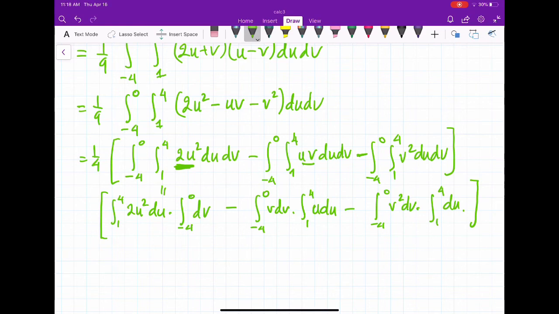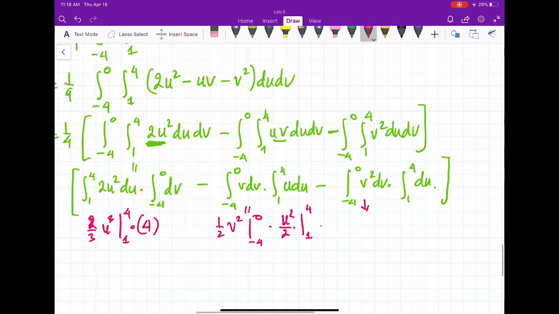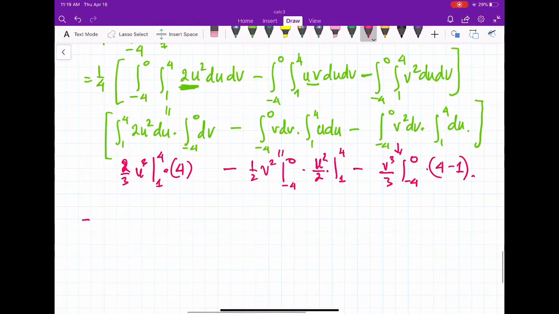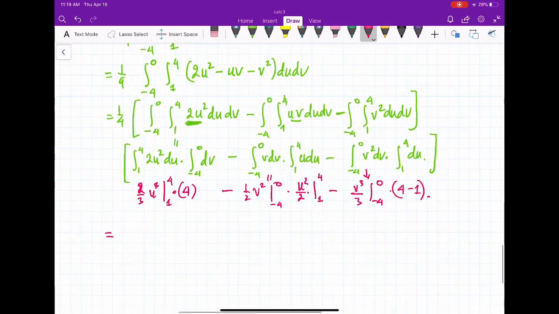Okay, so now we just need to evaluate each integral, but I think that is pretty easy. So the first one, we have 2 over 3 u cubed evaluated from 1 to 4. This is equal to just 4 because 0 minus negative 4 is 4, right? In here I have 1/2 v squared evaluated from negative 4 to 0. In here I have u squared over 2 from 1 to 4. In here I have v cubed over 3 from negative 4 to 0, and here I have just 4 minus 1. So if we simplify everything, we should get the following answer. Here should be 164 over 9.